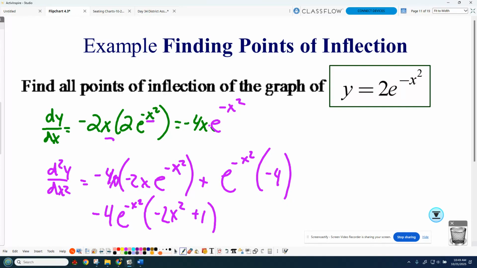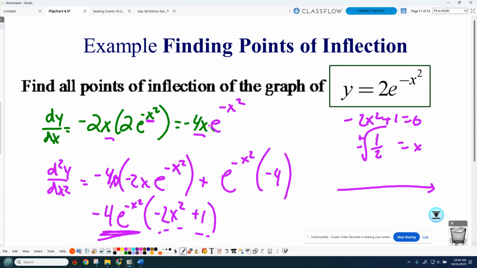Because it was the derivative of first times the derivative of the second. Okay. So where's it undefined? Nowhere. Where is this first term 0? It isn't. Where is the second one 0? Plus or minus square root of a half.